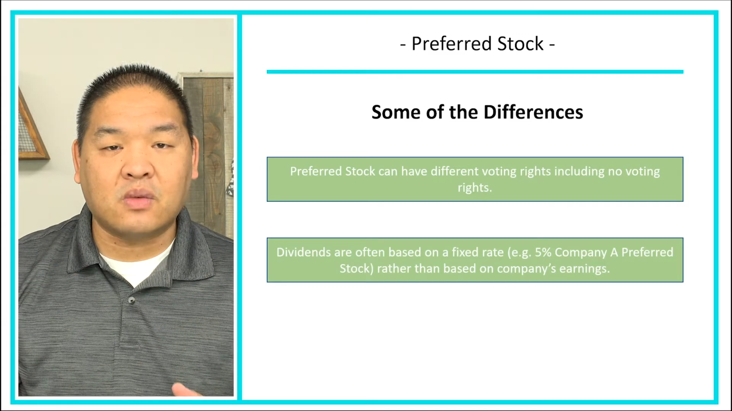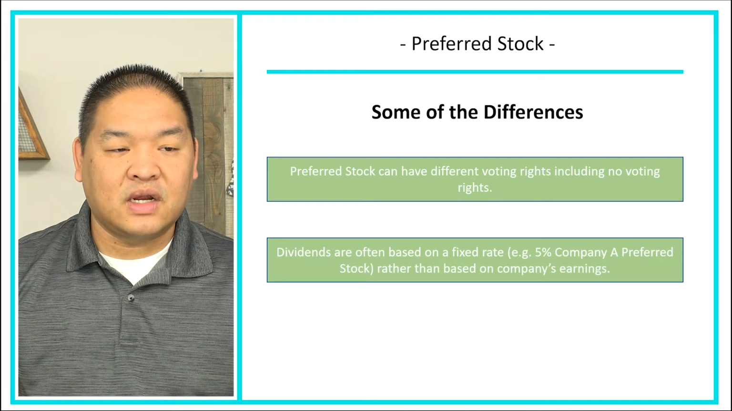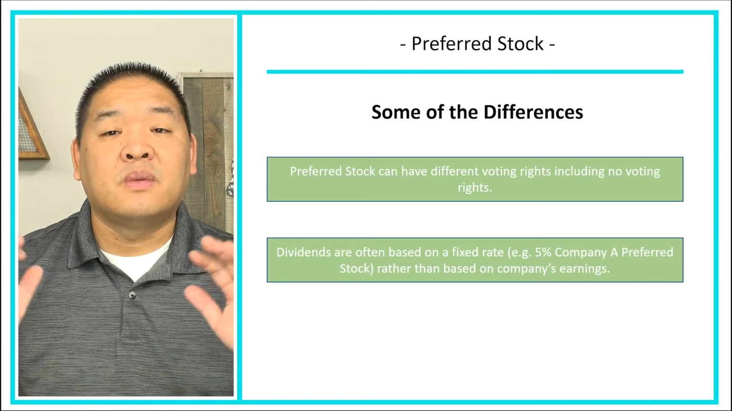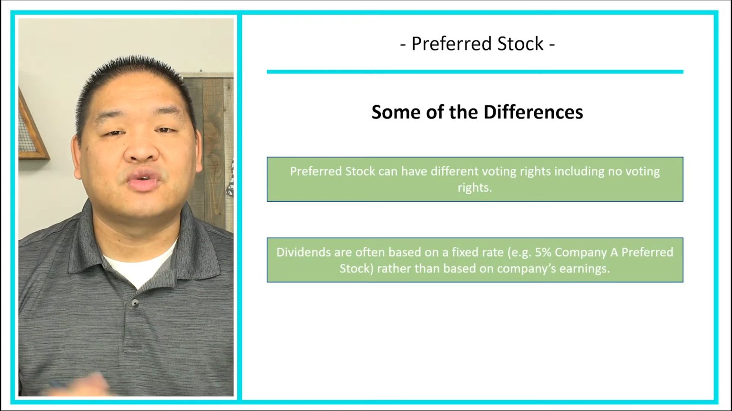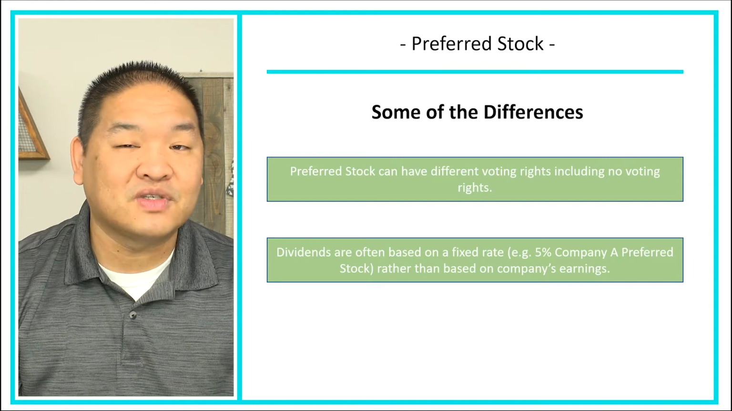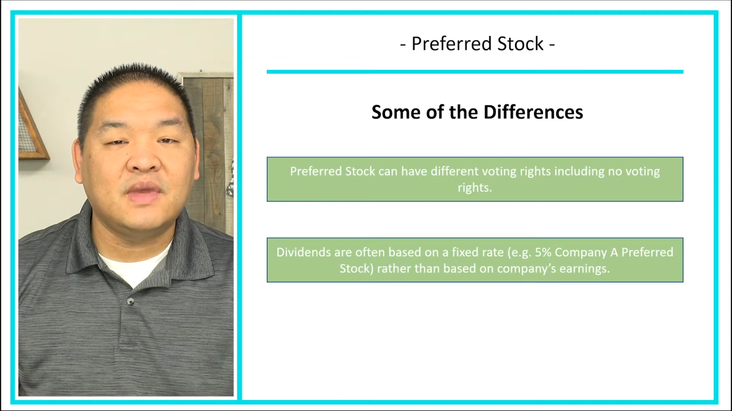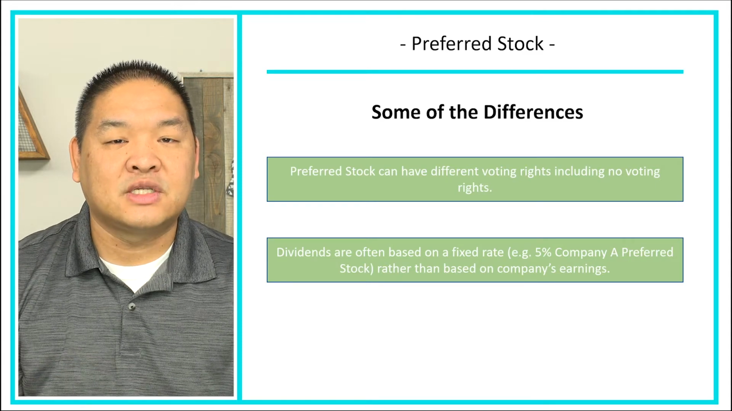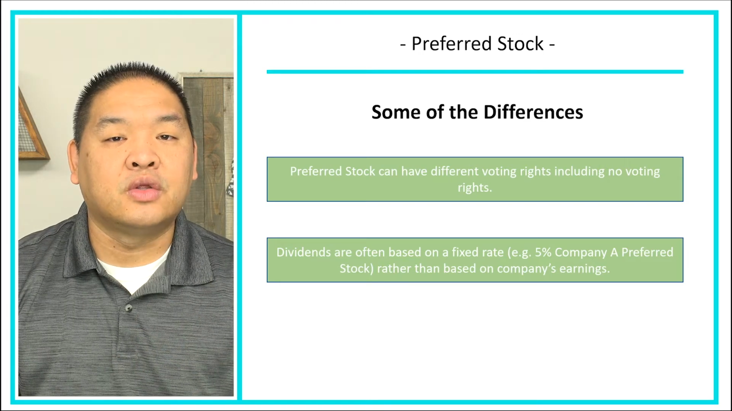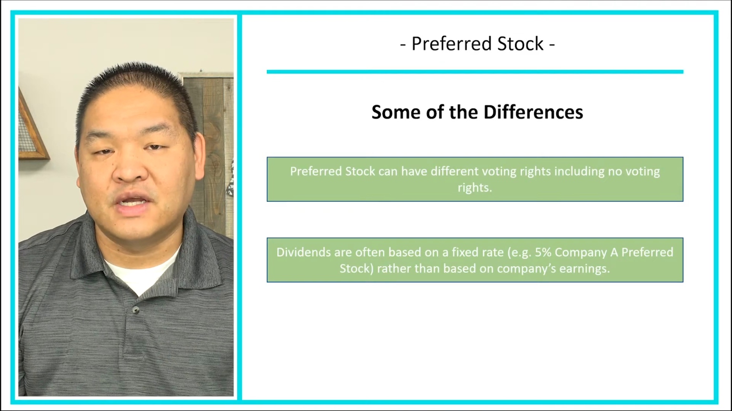So the way that common stock works is we just say we're going to declare a $1 million dividend, and then we're going to calculate that based on how many shares we have outstanding, and then that's what you get. Preferred stock, on the other hand, usually has a percentage that is associated with the preferred stock. So an example, it might be a 5% company A preferred stock. And in that case, what that means is that this preferred stock is going to pay a 5% dividend to the preferred shareholders based on the par value of that preferred stock.